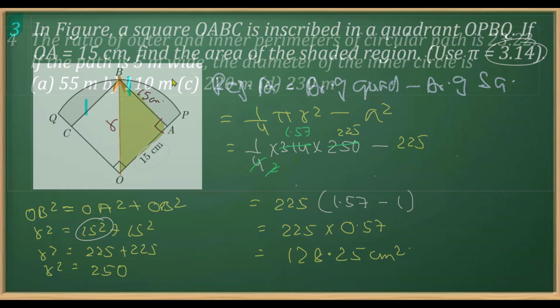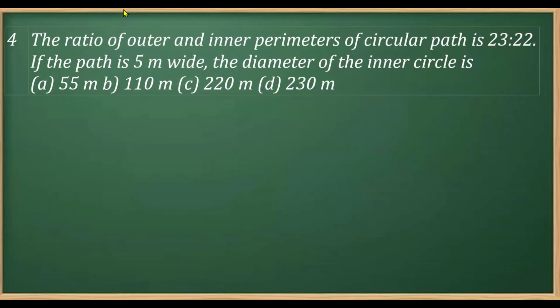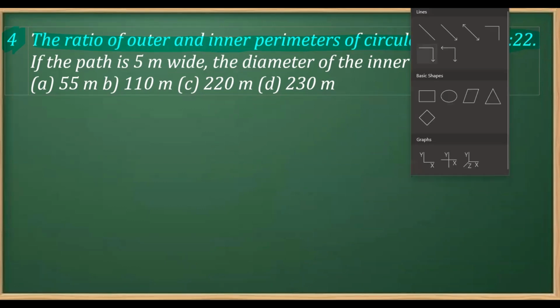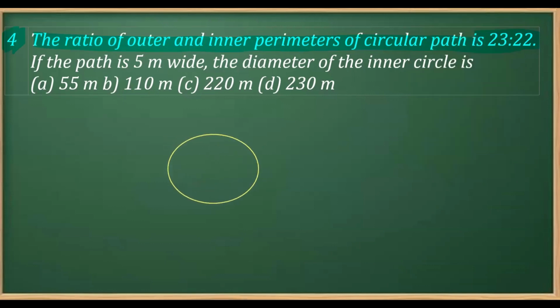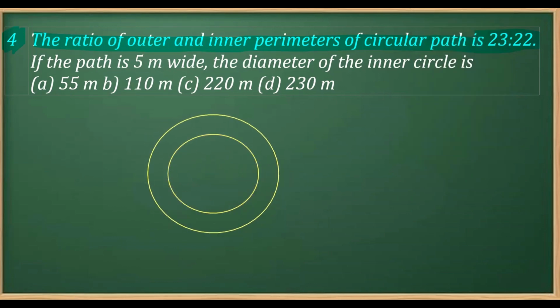We have one more question to do. This last but an important MCQ says the ratio of the outer and inner perimeter of a circular path is 23 is to 22. So let's make a circular path here. Let's say this is one circle and then I'm going to draw another circle, right? So these are two concentric circles.